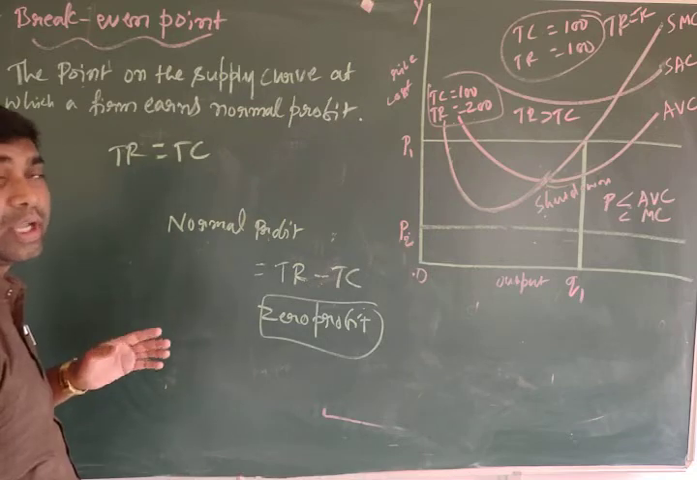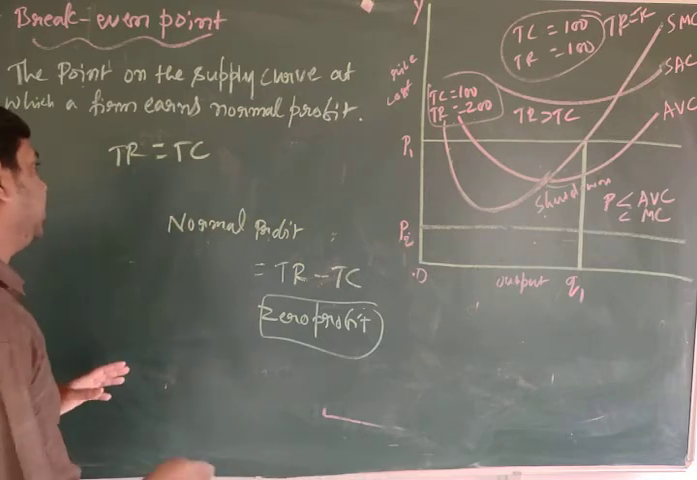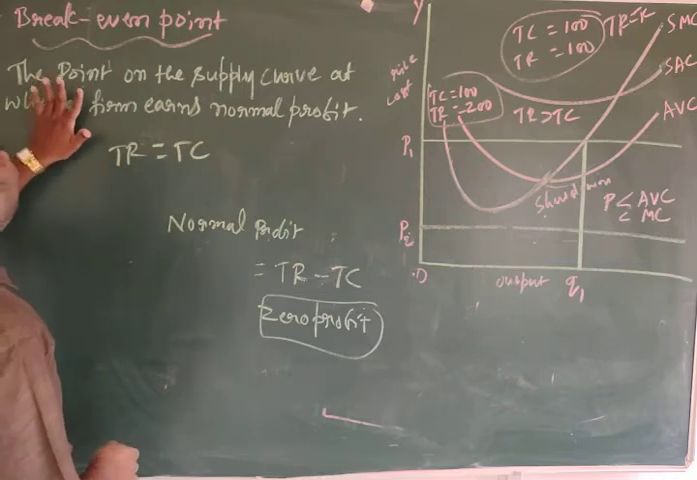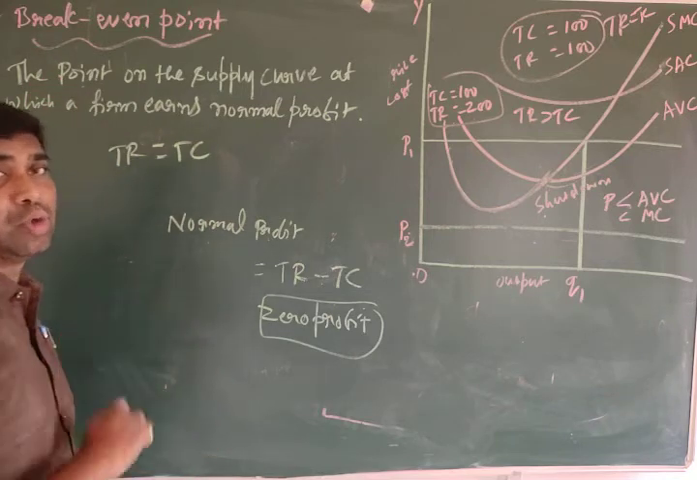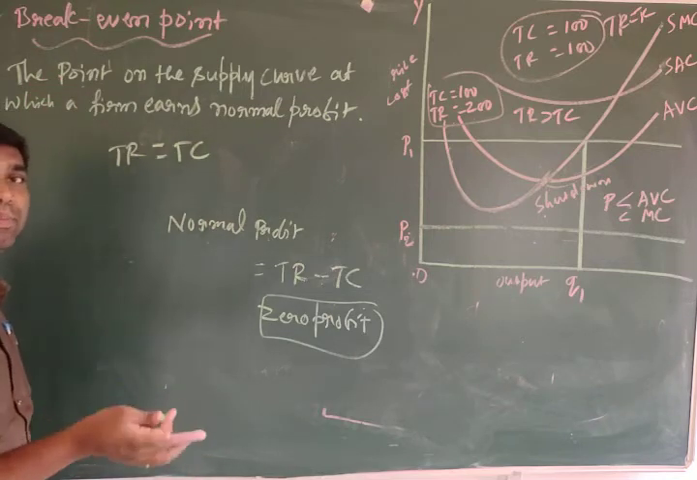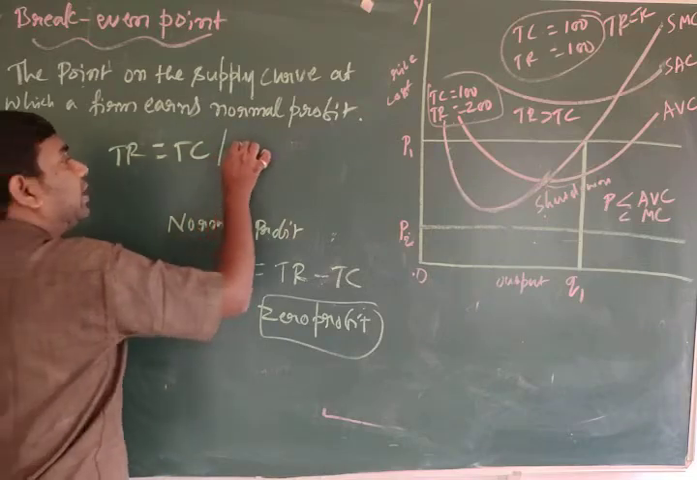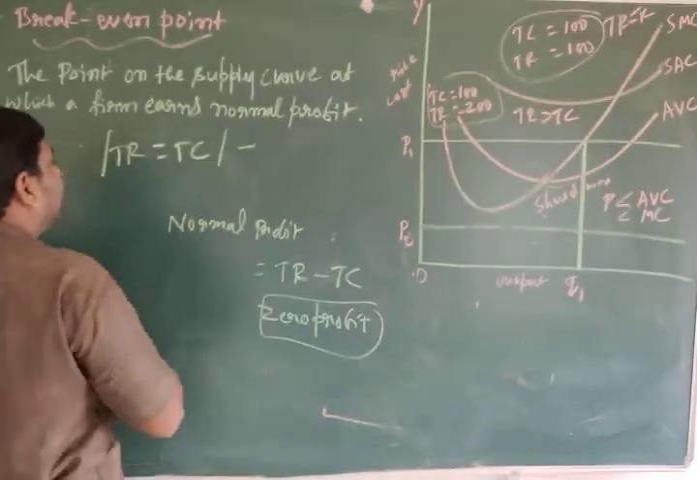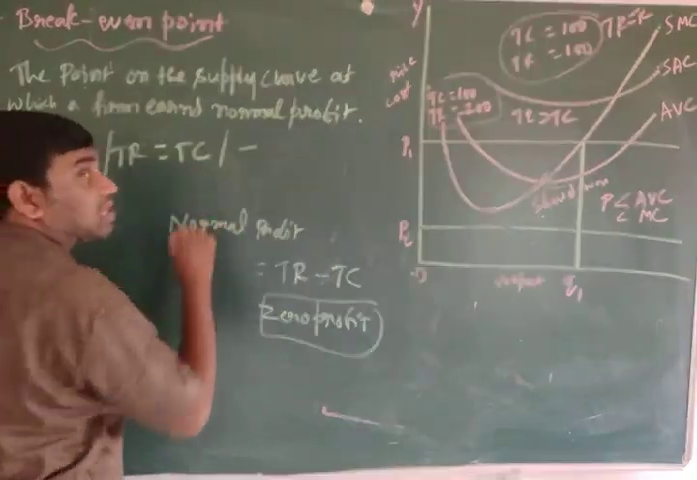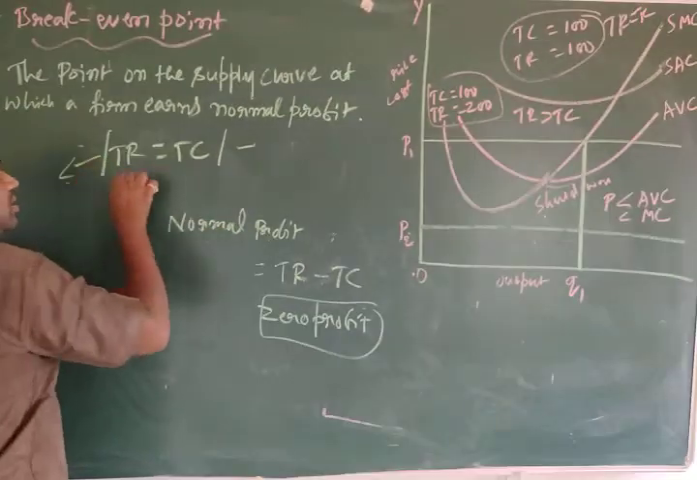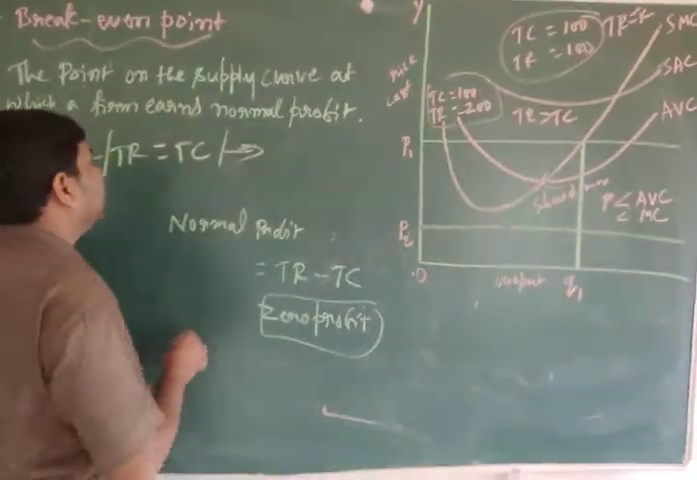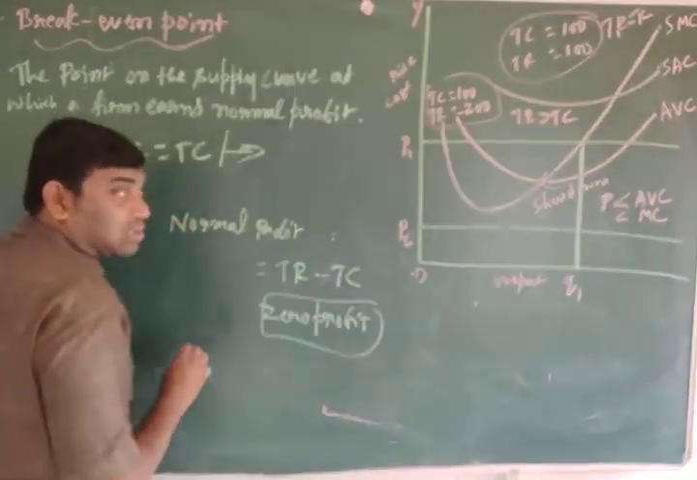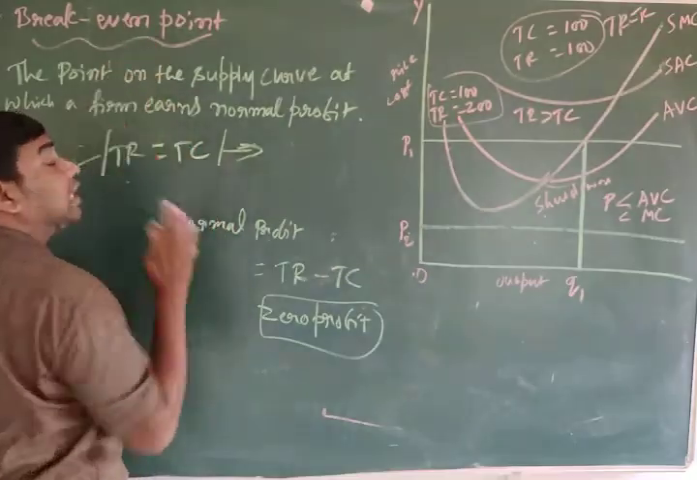Break-even point. That is called only the point. There is no profit, there is no loss. After this, they will get loss. After this, they will get profit. Before this also loss, after this also loss. There is no profit, there is no loss. We can call that the break-even point.